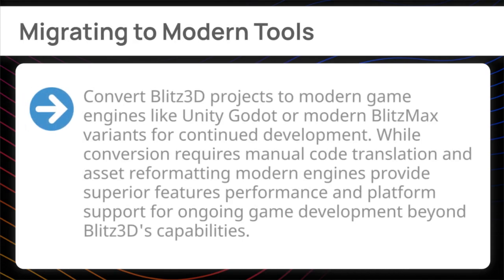Finally, migrating to modern tools. Convert Blitz3D projects to modern game engines like Unity, Godot, or modern BlitzMax variants for continued development. While conversion requires manual code translation and asset reformatting, modern engines provide superior features, performance, and platform support for ongoing game development beyond Blitz3D's capabilities.